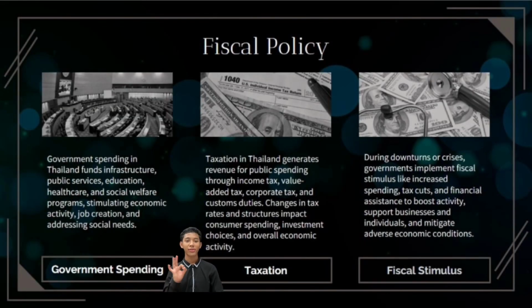There are three focuses in fiscal policy in Thailand. The first one is government spending. So, government spending in Thailand funds infrastructure, public services, education, healthcare, and social welfare programs, stimulating economic activity, job creation, and addressing social needs. The second one is taxation.